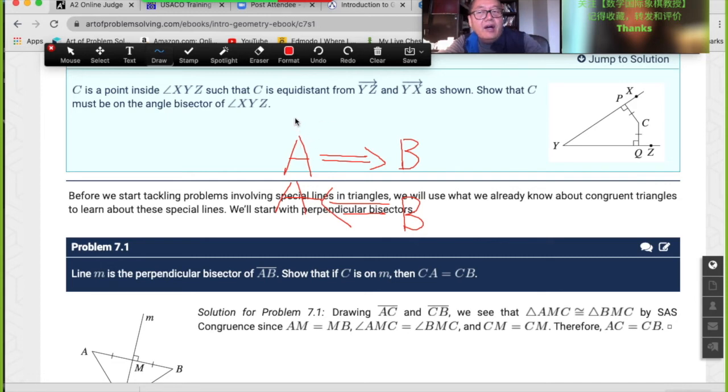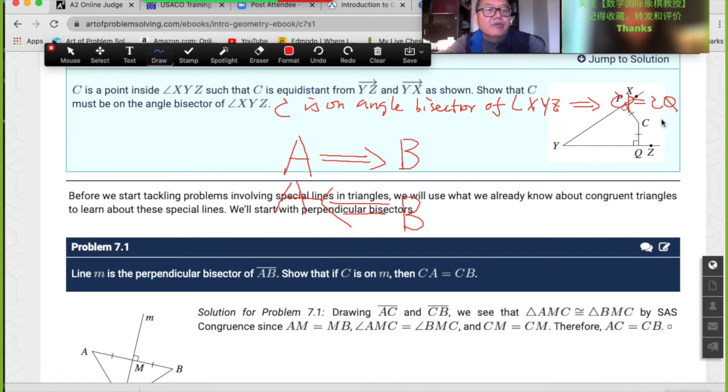For the previous problem, they give you the statement: C is on the angle bisector of angle XYZ. Then they ask you to prove CP equals CQ. Okay? They ask you to prove this.